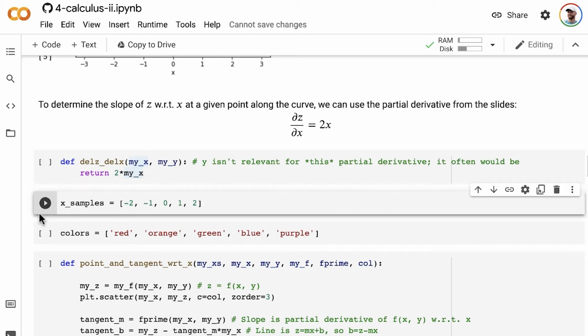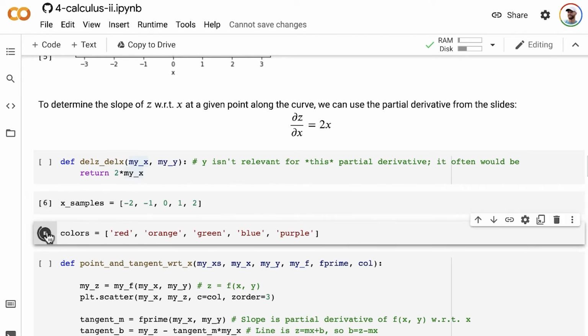And so I'm deciding to have those be -2, -1, 0, 1, and 2 on the x-axis, so those 5 points. And I'm going to assign each of those 5 points a specific color. So x equals -2 will be red, x equals 0 will be green, and so on.